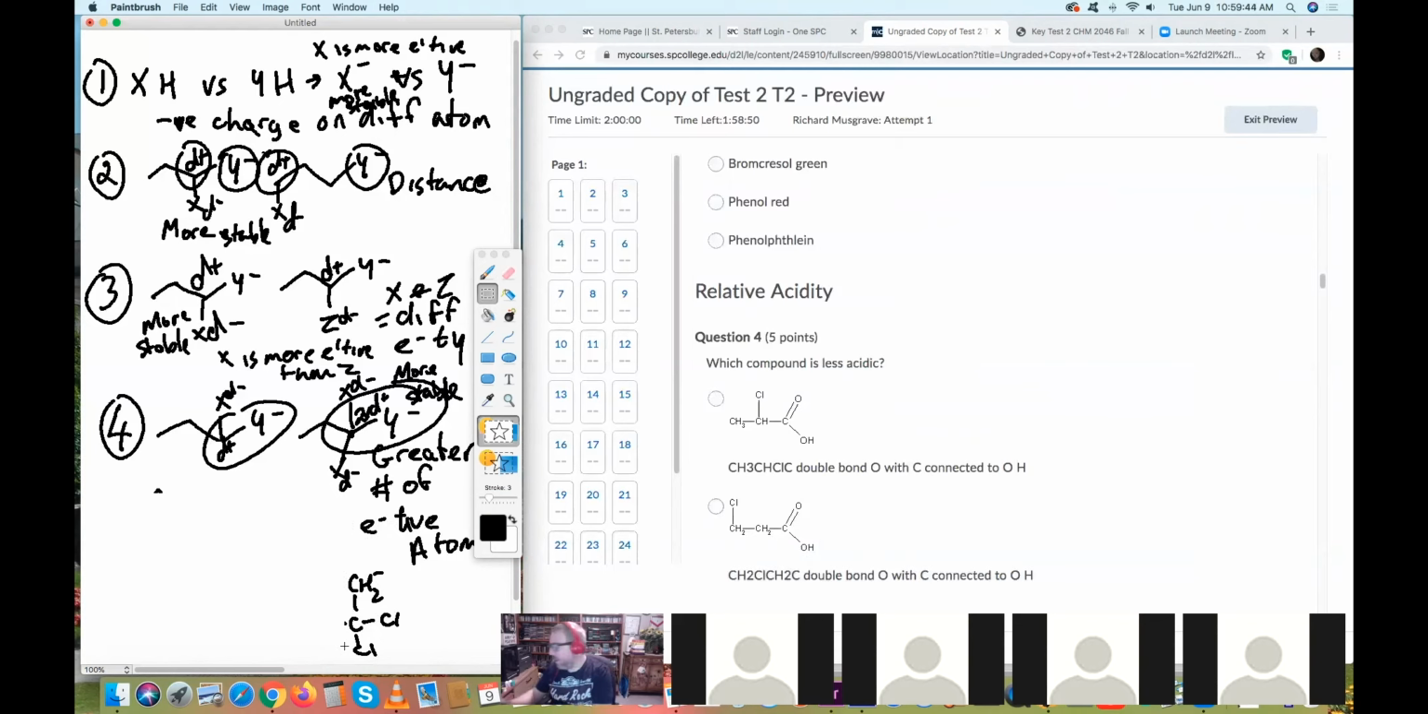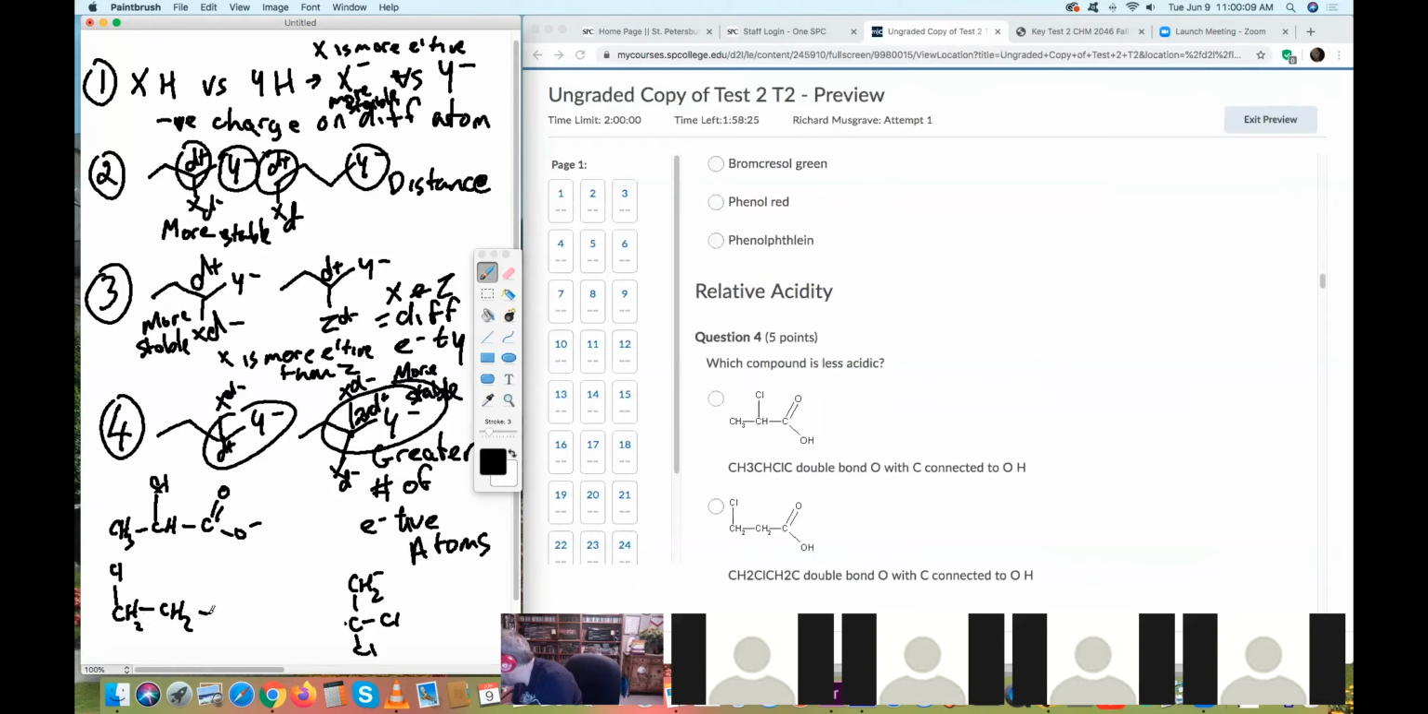What I would do with that is draw out what it looks like as anions, and we know that the anion is going to be on the O. So this is what they would look like. Do you see there's still 4 hydrogens on each of those, Rebecca? In each compound? 3 plus 1 is 4, 2 plus 2 is 4. So there's no difference there. Yeah, I do see that now.